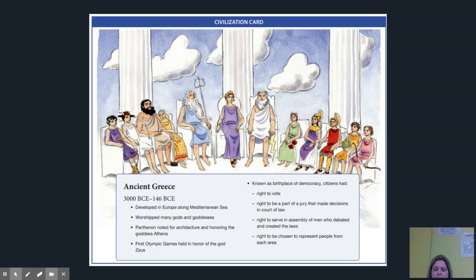Greece was also known as the birthplace of democracy because the citizens had, number one, the right to vote. They had the right to be part of a jury and to make decisions. The bad thing was, when we have a jury here, it's usually of 12, but their juries could be anywhere from a dozen people to hundreds of people. They had the right to serve in assembly of men who debated and created laws, and these debates could go on for days. And they had the right to choose people who represented them from each area, similar to how we have the choice in who represents us. So that was ancient Greece.